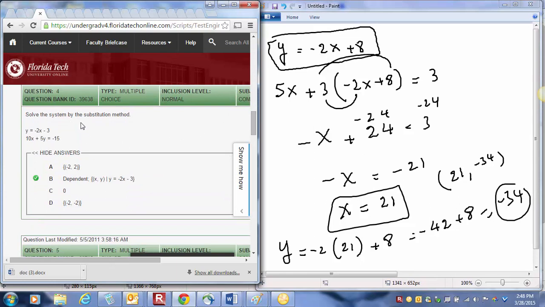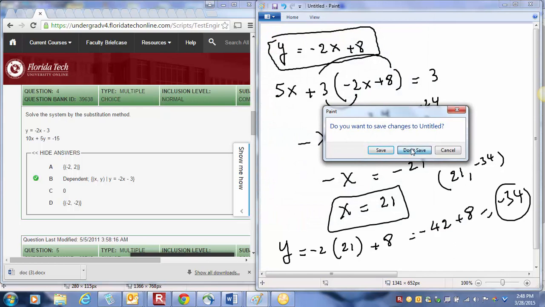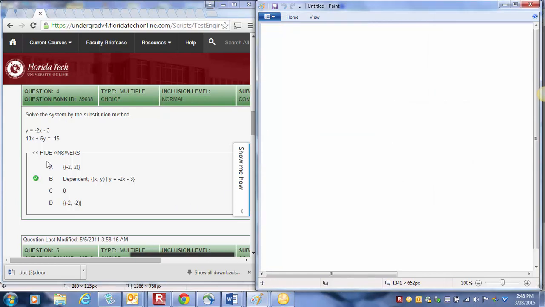Let's go to the next question. Also, we need to solve by substitution. So to substitute here, oh, it's already done for us. So we have y. Let's move y and substitute in the second equation. Rewrite the second equation. 10x plus, instead of y, I'm going to write negative 2x minus 3.